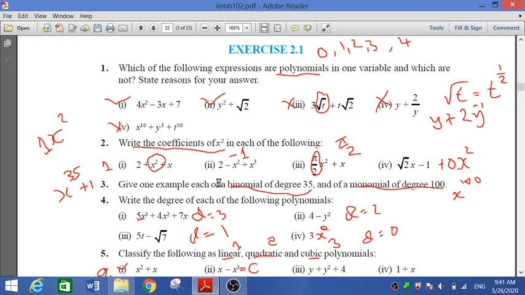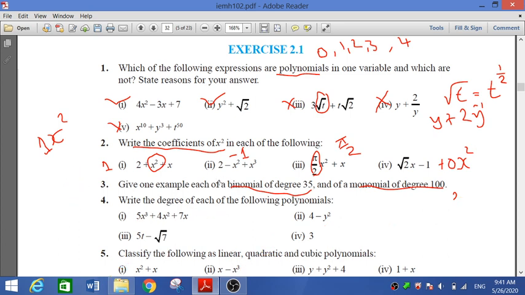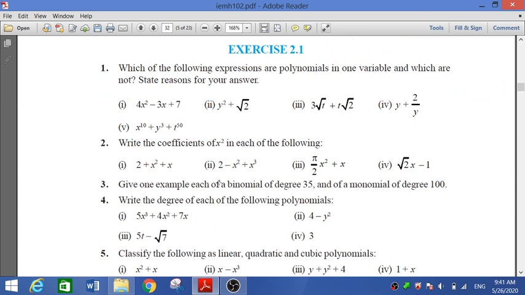Now try to solve everything yourself. Exercise 2.1 you have to do in your fair book. And if you have completed the exercise of the first lesson, then again you have to make photocopies in the classroom.